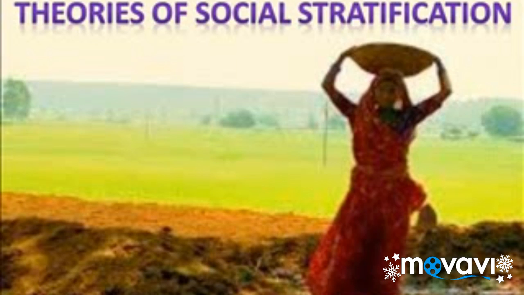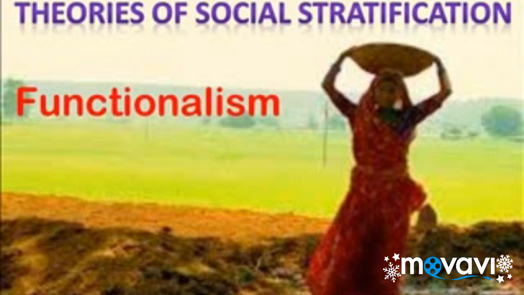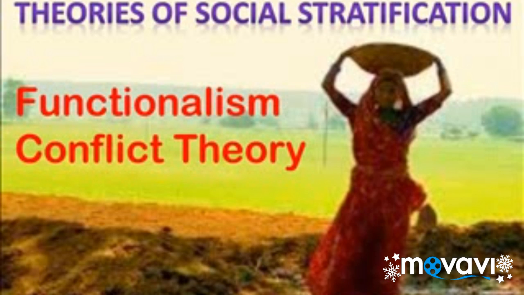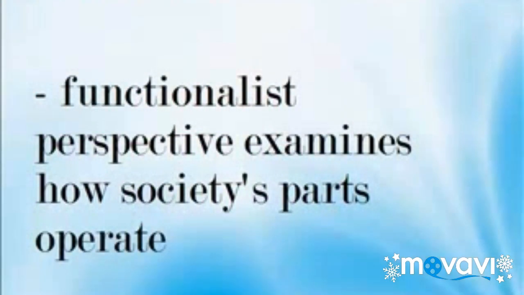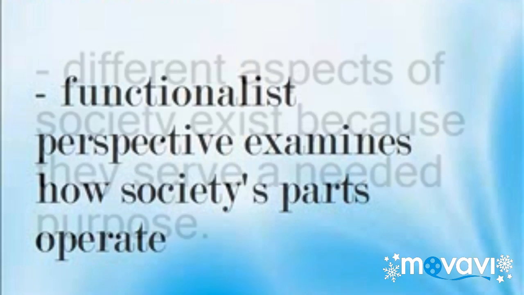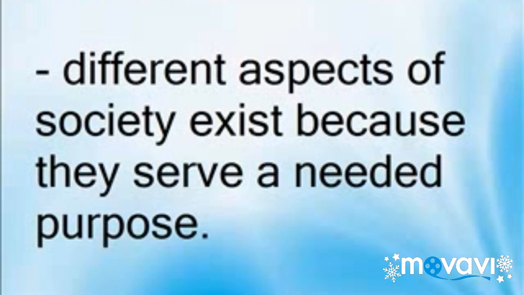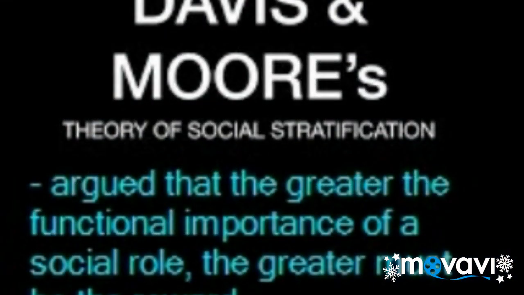We will now discuss the main topic of this presentation, the theories of social stratification: functionalism, conflict theory, and symbolic interactionism. In sociology, the functionalist perspective examines how society's parts operate. According to functionalism, different aspects of society exist because they serve a needed purpose. In 1945, sociologists Kingsley Davis and Wilbert Moore published the Davis-Moore thesis, which argued that the greater the functional importance of a social role, the greater must be the reward.